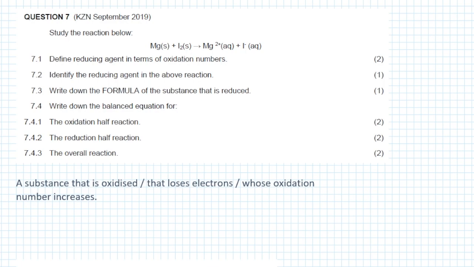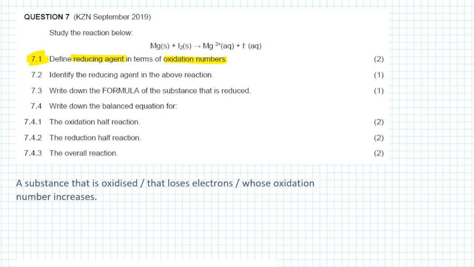They say study the reaction below. Magnesium solid reacts with iodine to form magnesium ions and iodine ions. Look very carefully, you're going to notice very easily that this reaction equation is not balanced. Question 7.1 says, define the reducing agent in terms of oxidation numbers.